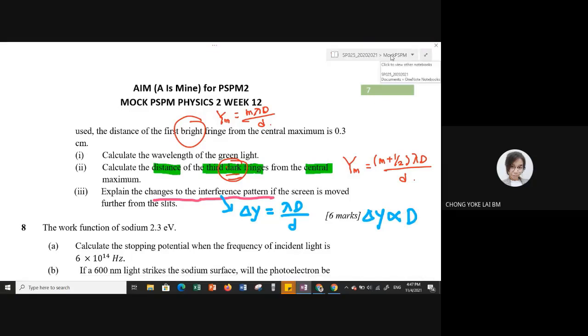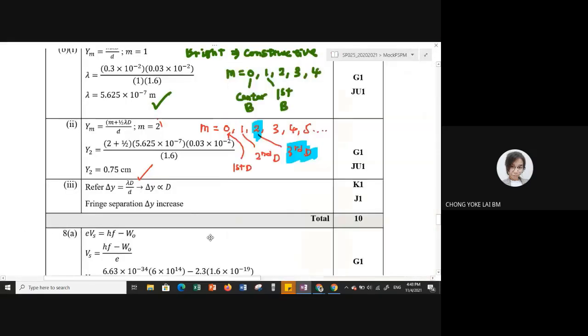Okay, so our delta Y is proportional to the distance from the screen. So our screen is become farther from the slit. Makin jauh, farther from the screen. So our D increase, so our delta Y increase lah. So it means that our pattern will become broader lah. So we refer to delta Y for the change in the pattern. So delta Y is lambda D over d. So our delta Y is proportional to D. This is the concept we use. So our fringe separation delta Y increase.